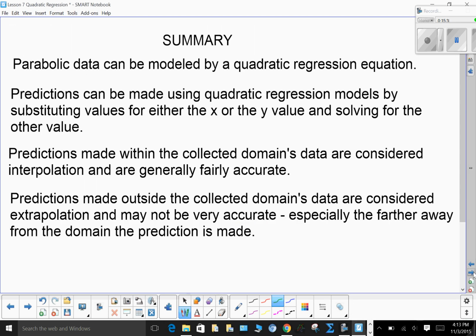Parabolic data can be modeled by a quadratic regression equation. Predictions are made using that regression equation by substituting values for either the x or the y and solving for the other value. Predictions made within the collected domains data are considered interpolation and are generally fairly accurate. Predictions made outside the collected domains data are considered extrapolation and may or may not be very accurate. The further it is away from the collected data's domain, the less accurate the prediction generally is. Not always, but generally. That's a wrap.